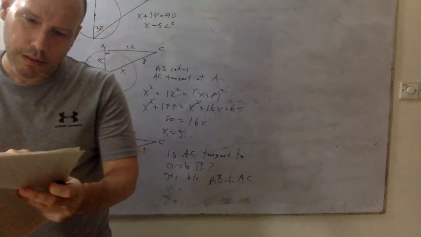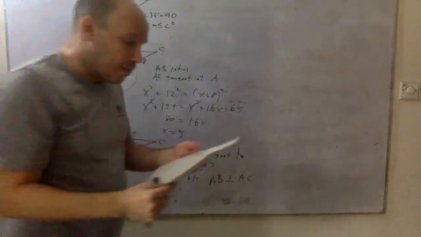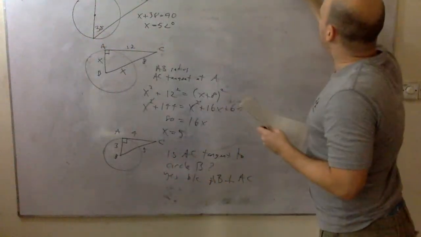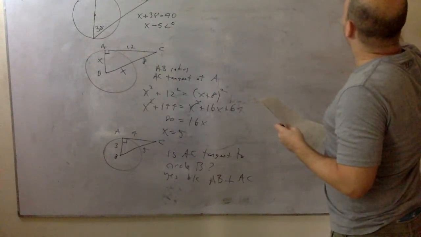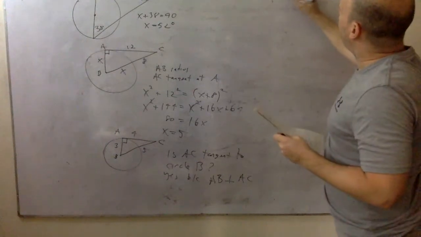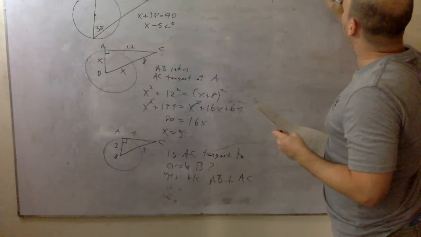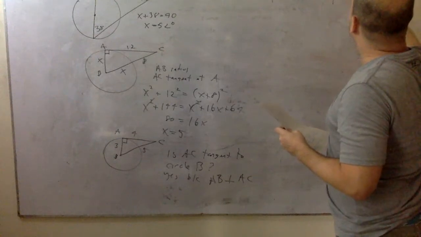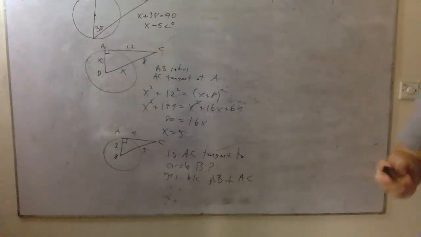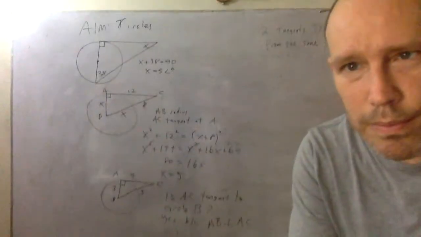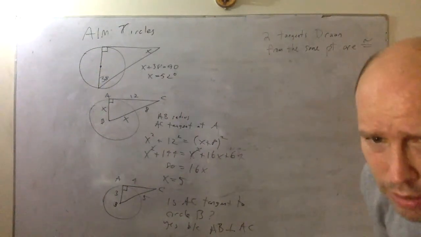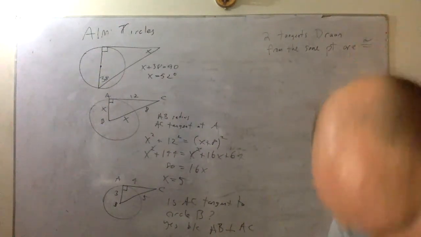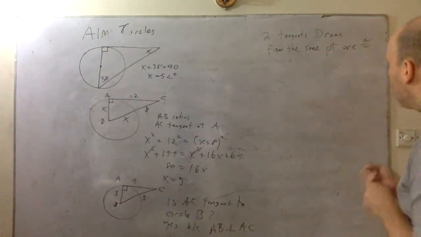Let's see. A couple of interesting things. Two tangents drawn from the same point are congruent. I'm sorry. Two tangents drawn from the same point are congruent. I'm going to get another marker because I'm running out. This is going to be a long video. Maybe I should just make a couple of videos.